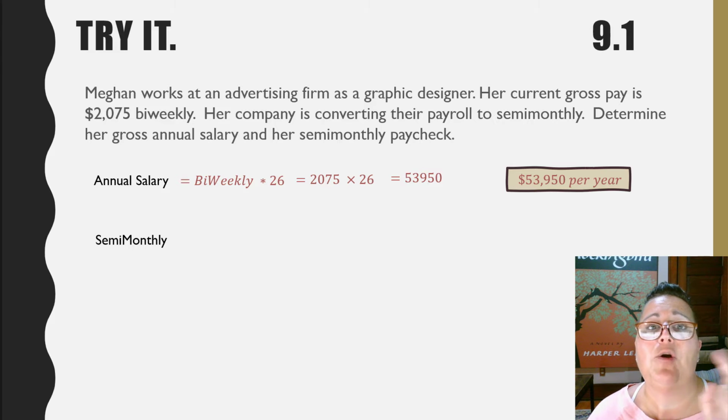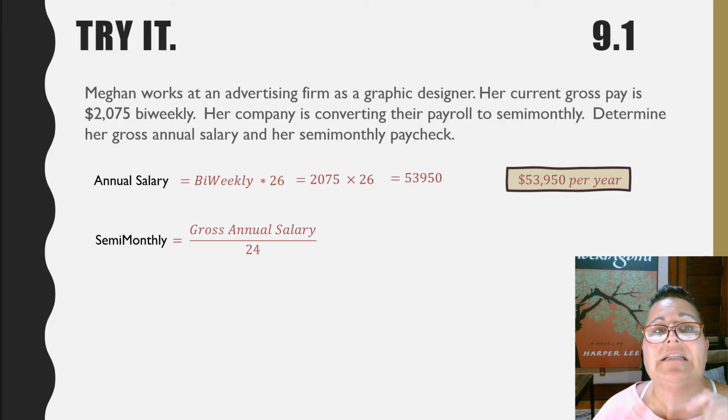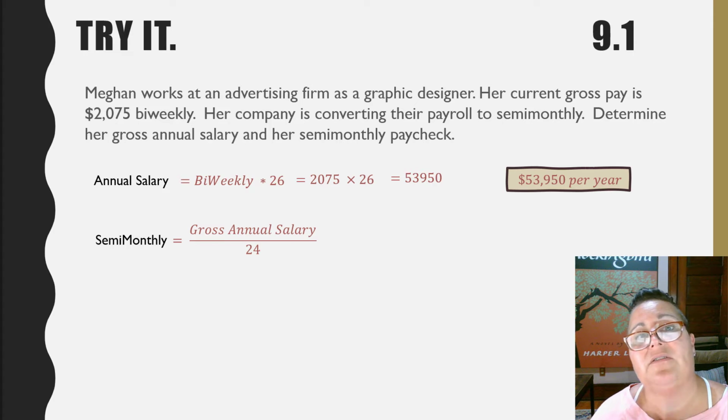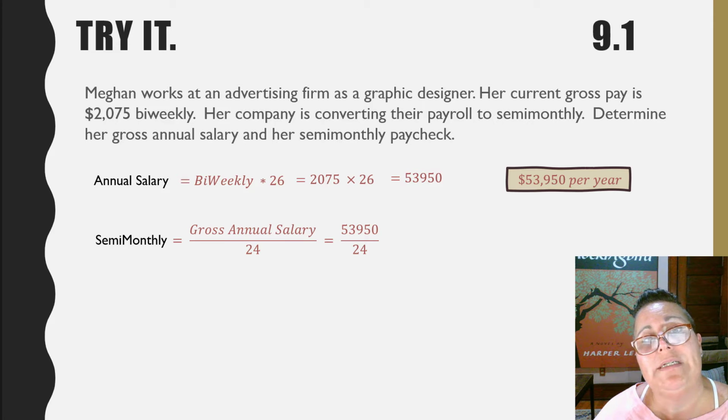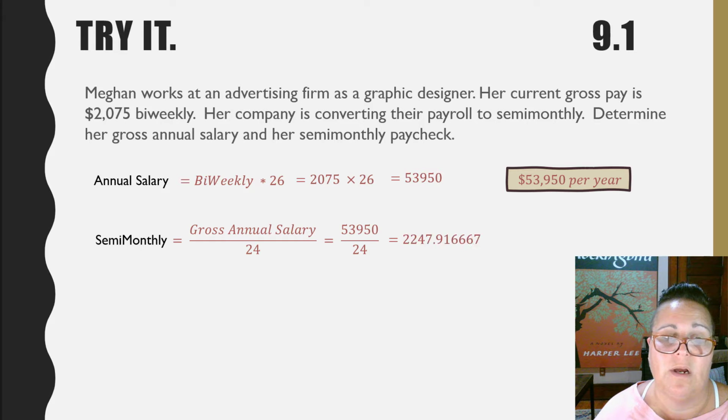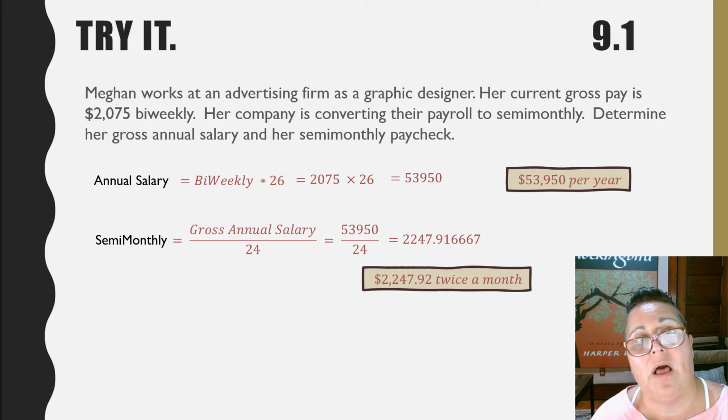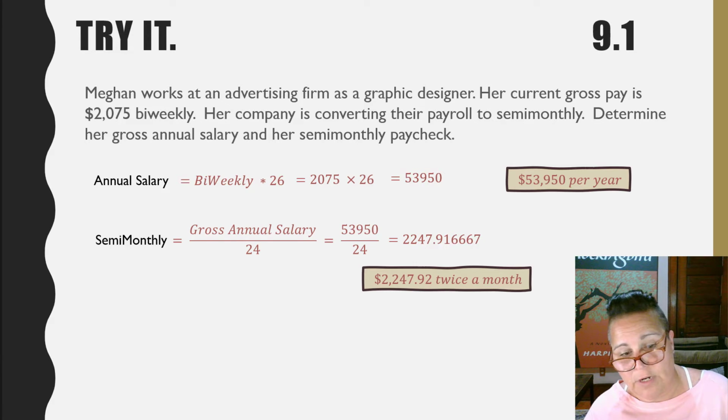So that means that her boss needs to take the $53,950 and split it 24 ways instead of 26. This should put more money into each paycheck. She gets fewer, but she gets more money in each. So we're going to take the $53,950 and divide it by 24. That gives us $2,247.92. And she's going to get that twice a month. Again, usually on the 15th and the 30th, or the 1st and the 15th.